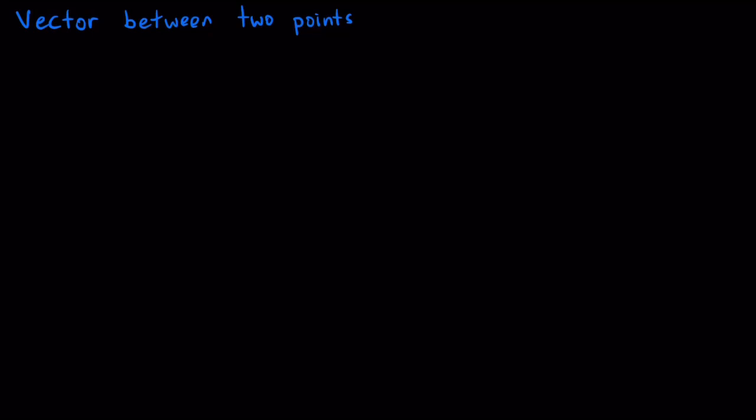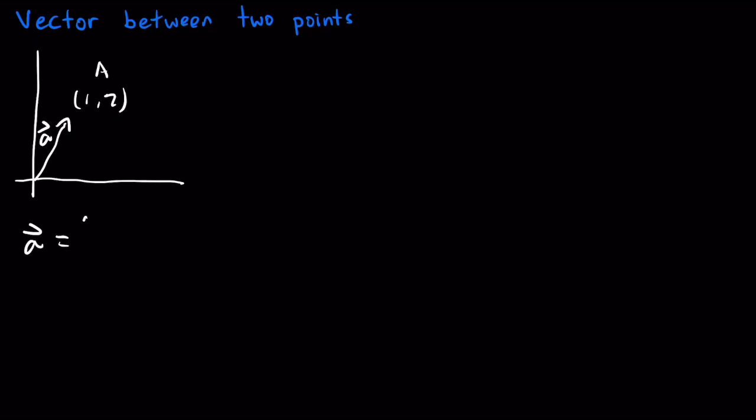In this video, we're going to look at the vector between 2 points. Previously, we learned how to look at the vector that starts from the origin. So if a vector went to the point 1, 2, let's call this point A, and this is vector A, then we knew that vector A in component form would be 1, 2. But what if the vector doesn't start from the origin?